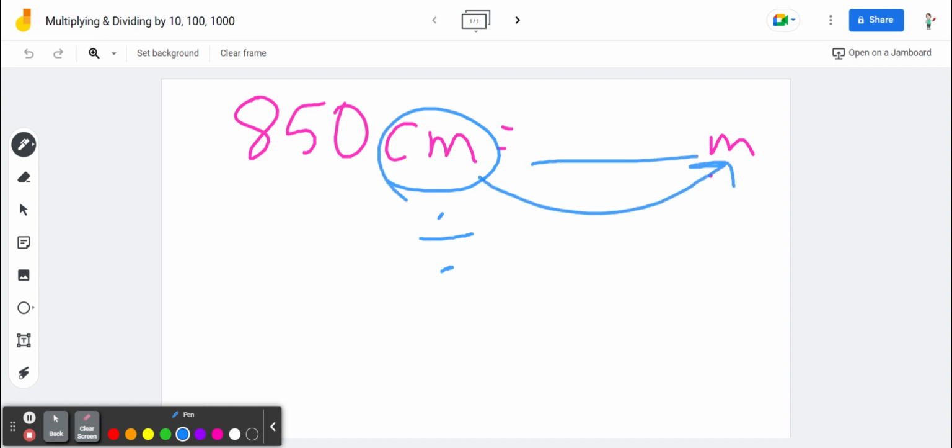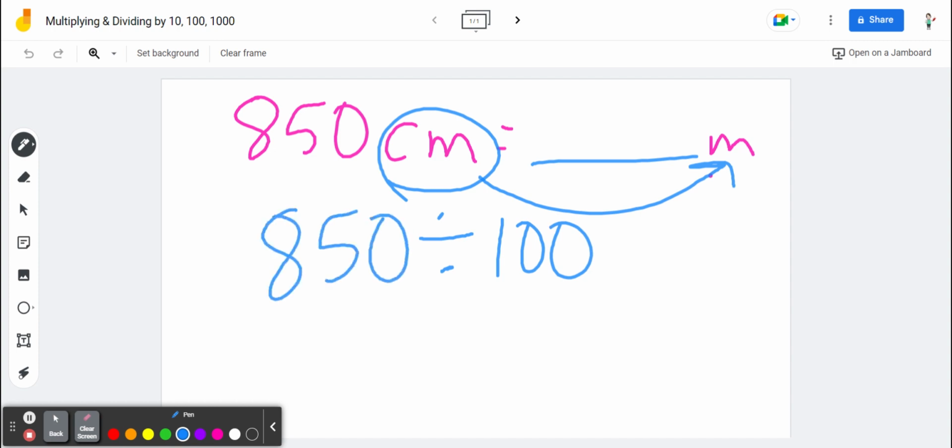The relationship is still the same. The relationship between centimeters and meters is there's 100 centimeters in a meter. So let's divide 850 by 100. Remember, your decimal is going to go this way. Take a moment to see if you can work that out, and pause the video and come back when you're ready with your answer.